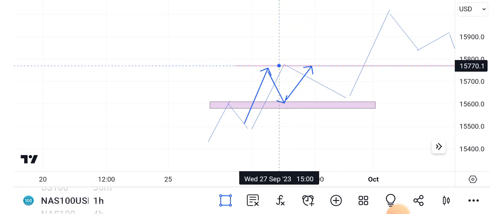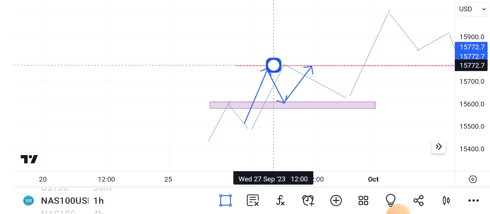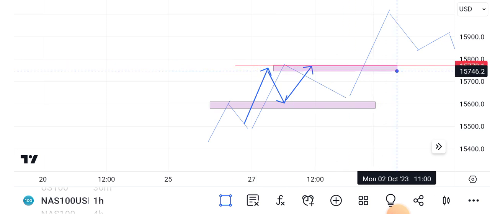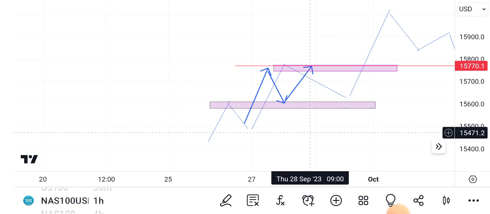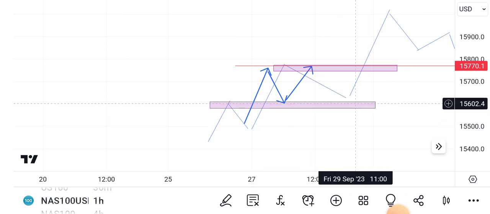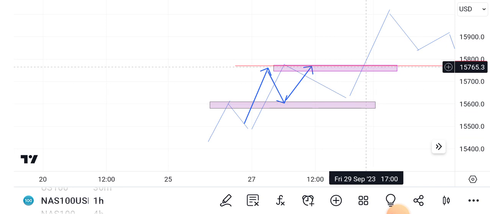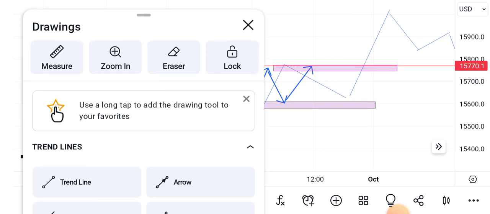Now, if that's your take profit, then obviously you highlight it like that. So basically what I'm saying is, you would have taken your trade over here, and you would have exited the market there. So you would have basically done this.